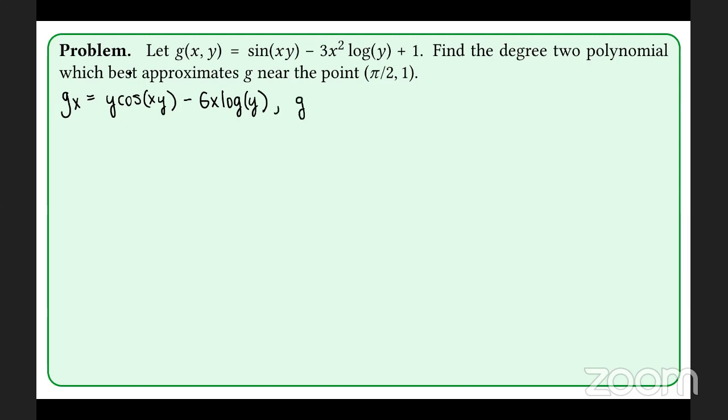And let's take the partial with respect to y. We get x cos of xy, minus, okay, here 3x squared, we're treating that as a constant, and we take the derivative of log of y. So we're going to take the reciprocal here. So we get 3x squared over y. Okay, and we could plug in pi over 2 and 1 there, but let's just go ahead and find the second order partial derivatives too.